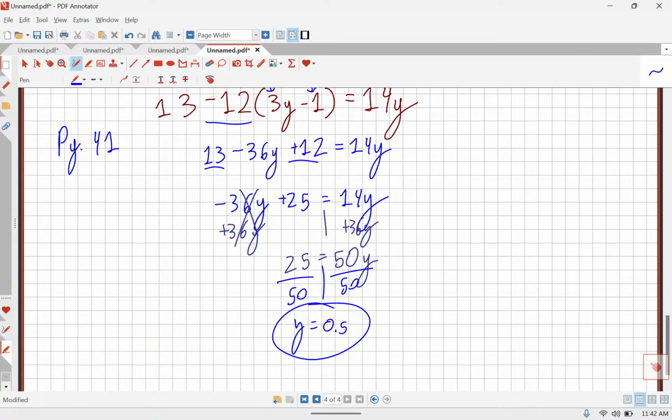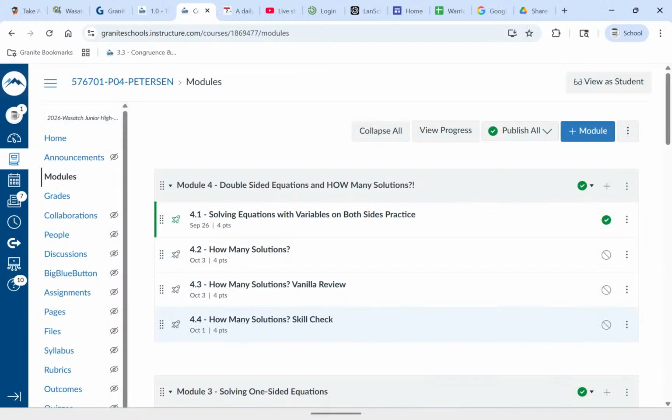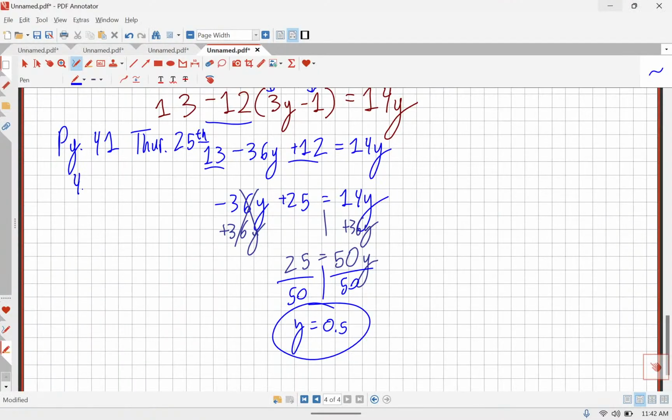Page 41. And I want you to go to Thursday, the 25th. And you're going to write down that our self-assessment today is 4.1. Oh, yeah. How could I forget that? 4.1 double-sided equations. That's your self-assessment tonight, guys. I'm looking out there. Everybody's getting their planners out. I appreciate you guys doing that. I think you guys do deserve a point. Go ahead and write that down in your planner, guys.